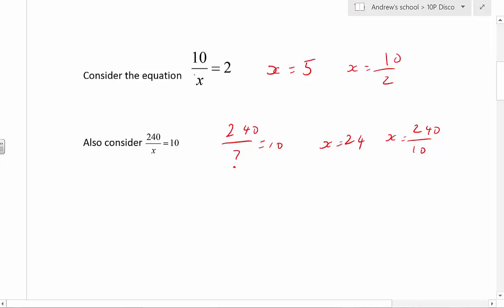So whenever we have the denominator as the unknown, one obvious way to get from 10 divided by what equals 2 to x equals 5, what we're really doing is simply swapping the places of x and the thing it's meant to be equal to on the other side. If 10 divided by x is 2, then x is 10 divided by 2. If 240 divided by x is 10, then x is 240 divided by 10.